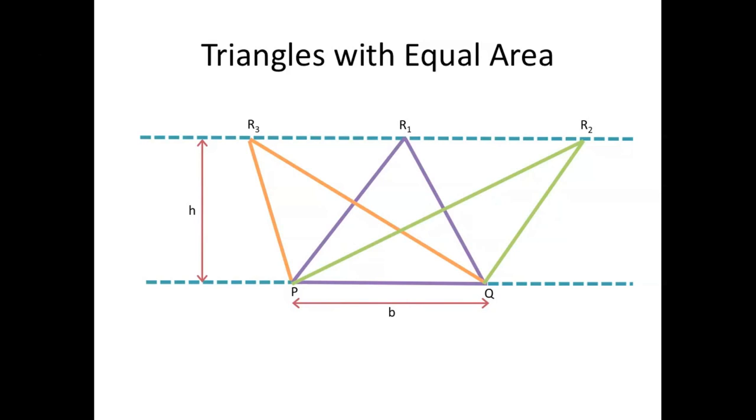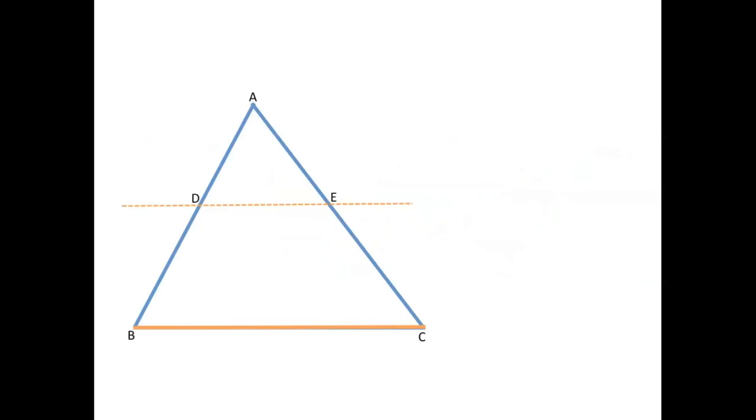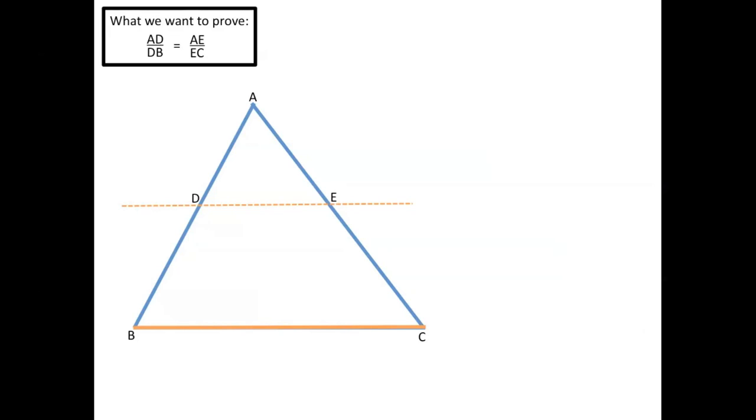So whenever you have triangles that share the same base and you can see that they're in between parallel lines, you can say that they have equal area. So back to our proof. And what did we want to prove? We wanted to prove that AD over DB is equal to AE over EC. So first thing I'm going to do is draw a line from C to D and B to E.